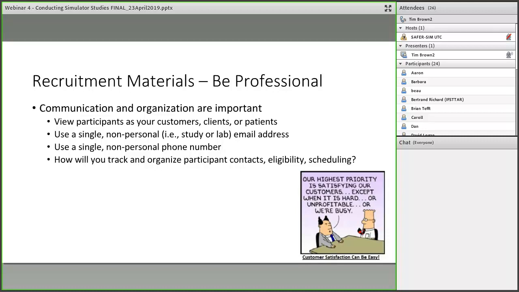And then keep track of your contact with the participants. Have a system and use it, so you know how many times you've contacted them. Know when they've said, I'm not interested in this study, so you don't call them back three days later and ask them if they're interested in participating.